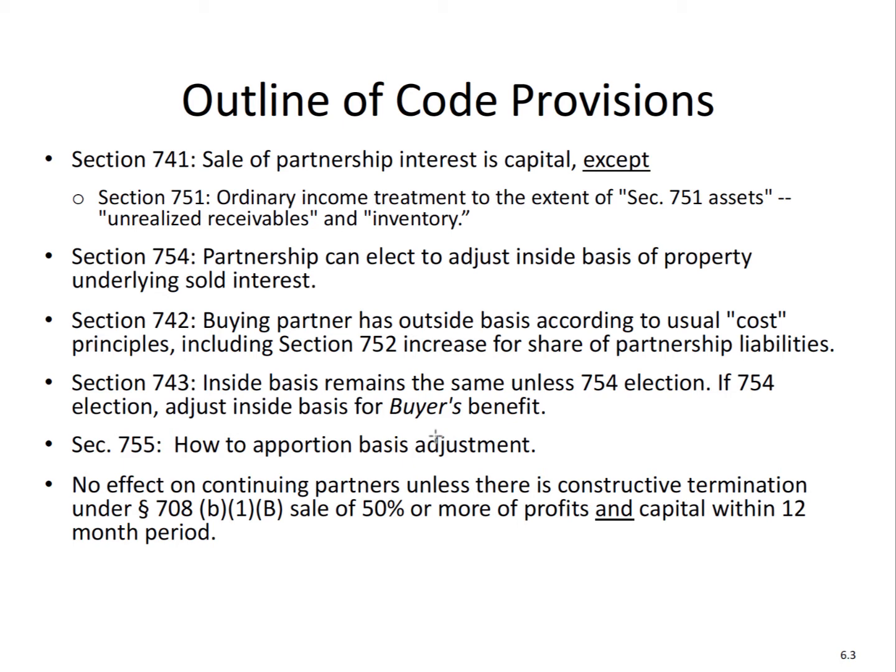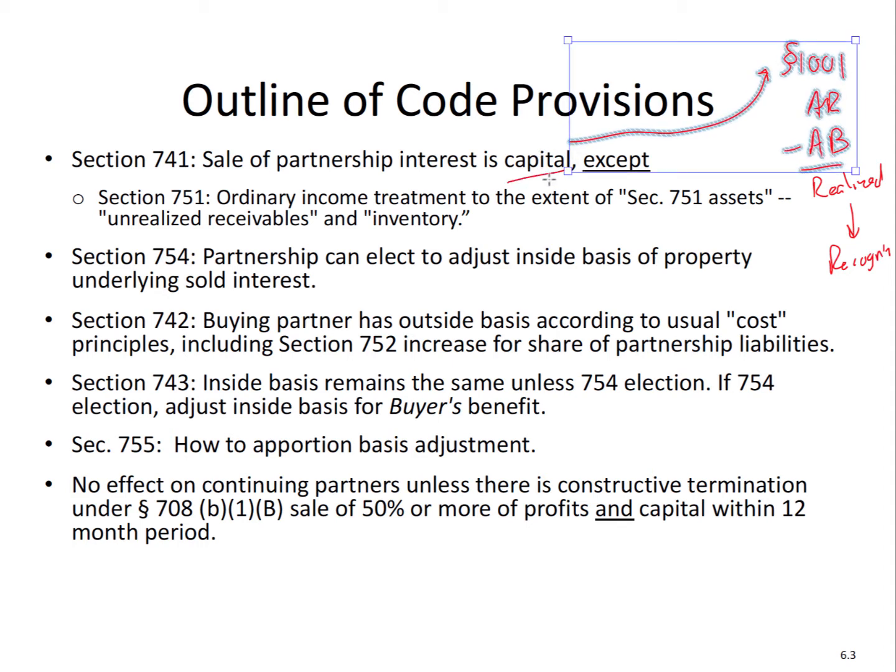So here's the outline of code provisions that apply. And these apply to both the selling partner and the buying partner. So section 741 deals with the sale of partnership interest, and it says it's capital. Now, all sales or exchanges in the Internal Revenue Code follow section 1001, which is amount realized minus adjusted basis, gives us realized gain or loss, which under 1001(c) will be recognized unless some other provision. I'll tell you right now, there's not going to be any provision out there that allows for non-recognition with respect to sale of a partnership interest. So it will be recognized gain or loss as well. Now, section 741 deals with characterization of that, and it says it's capital in nature.